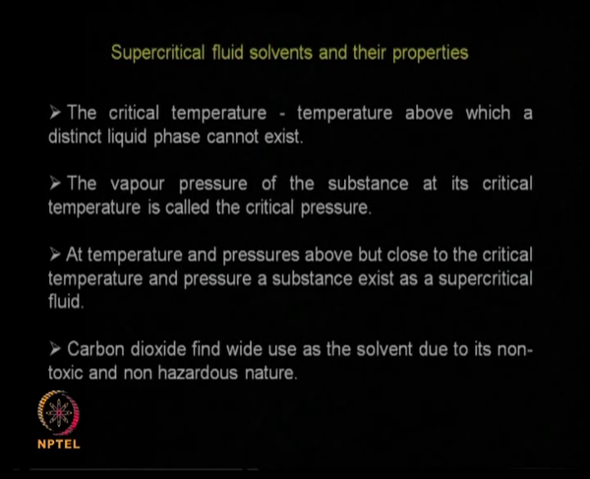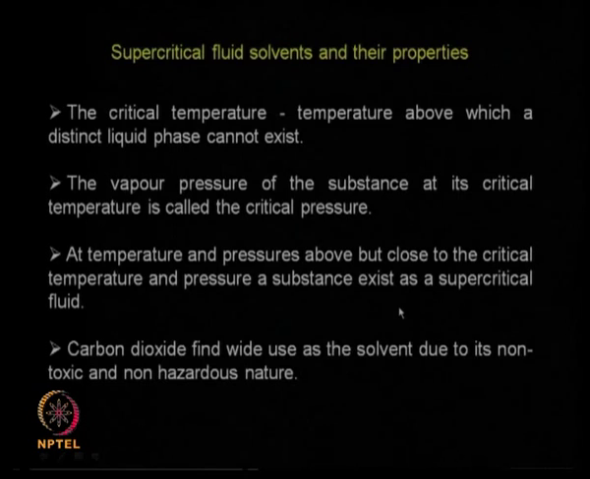So there are certain definitions which you need to know, and the most important definition is critical temperature and critical pressure. So what is a critical temperature? The temperature above which a liquid cannot exist, that is called a critical temperature. So the vapor pressure of the substance at its critical temperature is called critical pressure. So at these temperature and pressures, that means at critical temperature and pressure, you will have a substance that exists as supercritical fluid.